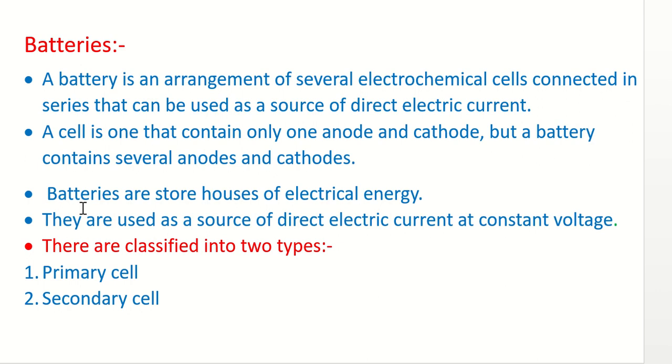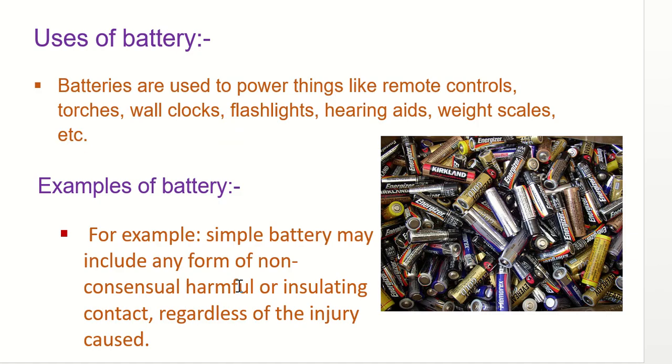We know very well about batteries. Batteries are used in remotes and wall clocks, etc. Batteries are storehouses of electric energy. They are used as a source of direct electric current at constant voltage. Batteries are classified into two types: primary cell and secondary cell, or we can call them primary battery and secondary battery.